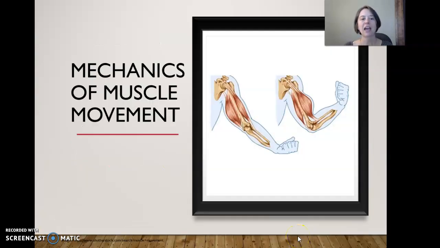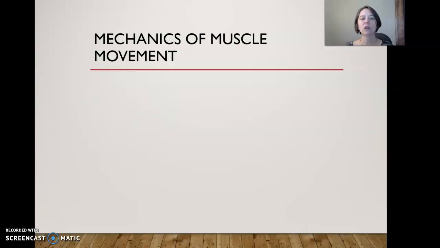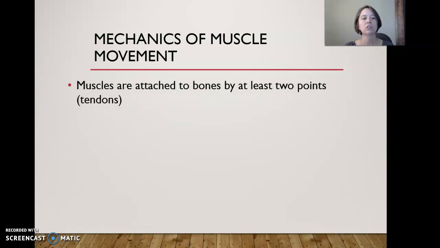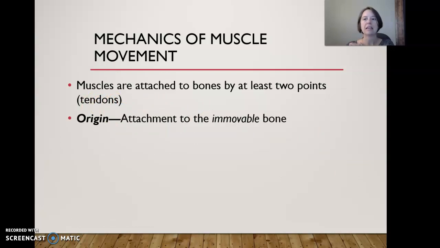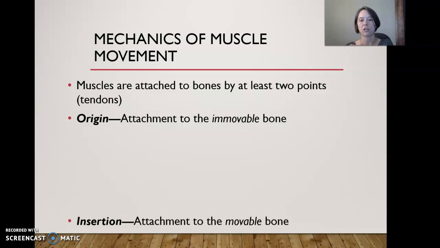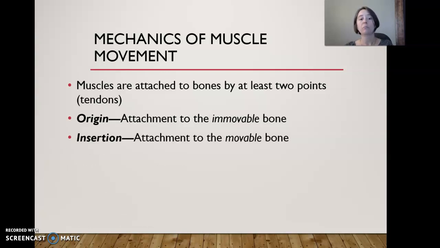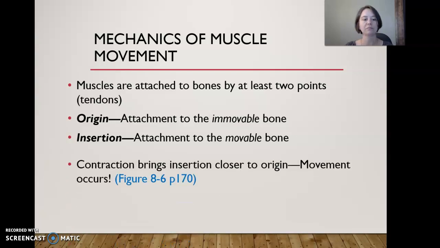So let's look at the mechanics of muscle movement. Physically, what is happening when you contract that muscle? Muscles are attached to bones at least 2 points. And how are they attached? They are attached by tendons. And we call the attachment to the not movable bone the origin, and the attachment to the bone that moves the insertion. So origin, attachment to the immovable bone, and insertion, attachment to the movable bone.